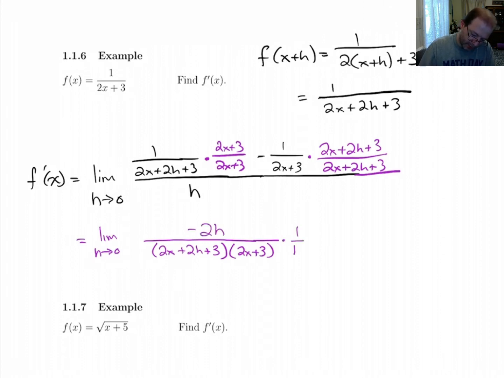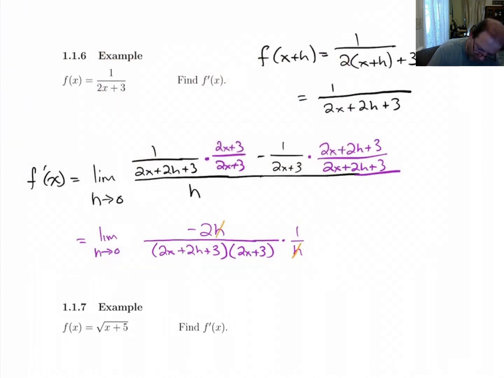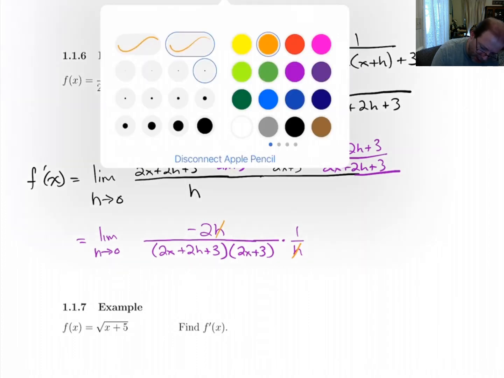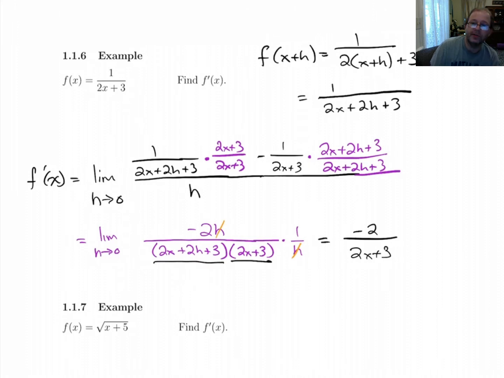And we're supposed to multiply this by 1 over h. That's equivalent to dividing by h. So let's cancel. And now I can plug my values in. When I plug in 0 for h, I get negative 2 on top. This is 2x plus 3. And this over here is also 2x plus 3 because the 2h goes away. So I get this. And that's my f prime of x.